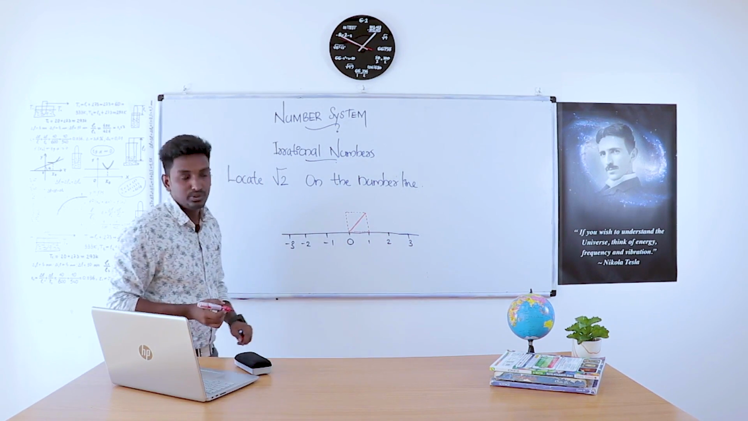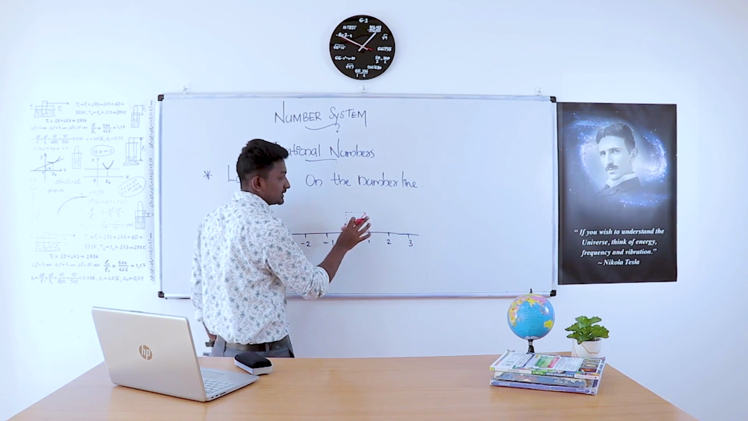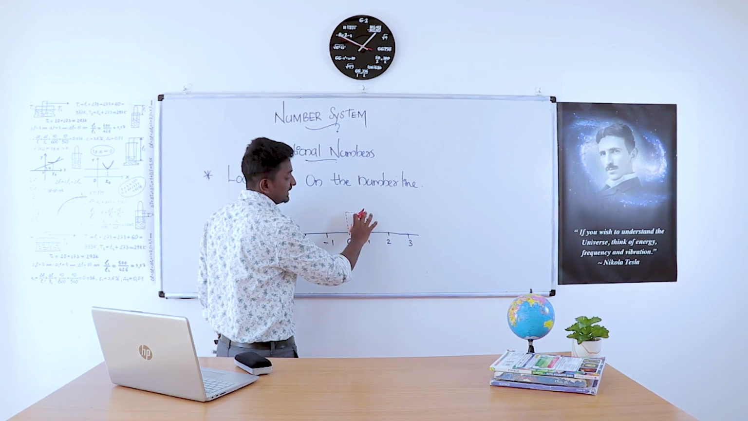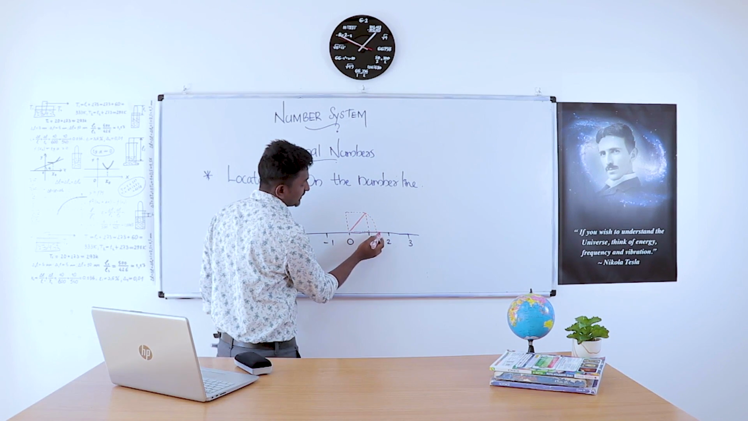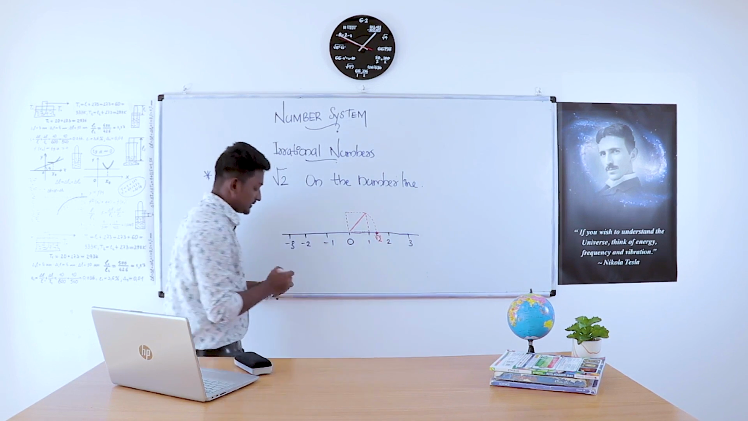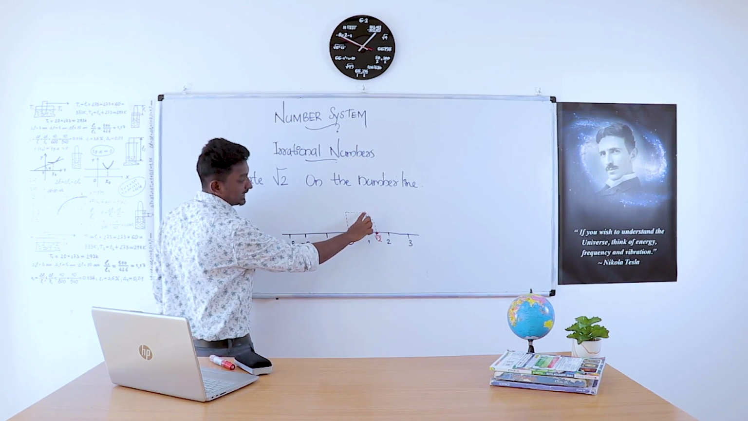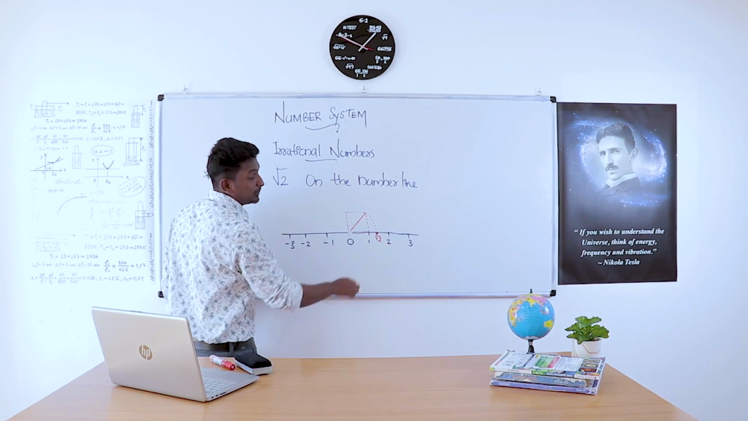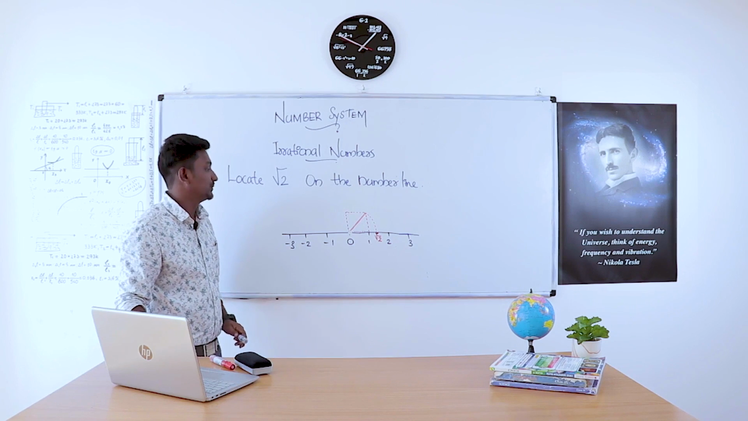Now what you have to do is take a compass from your instrument box, put the pointed end at 0 and put the pencil at this length root 2, and then draw an arc like this. Where the arc meets the number line, there lies root 2. Clear? Put the compass, place it like this and draw an arc. Where the pencil points on the number line, there lies root 2.